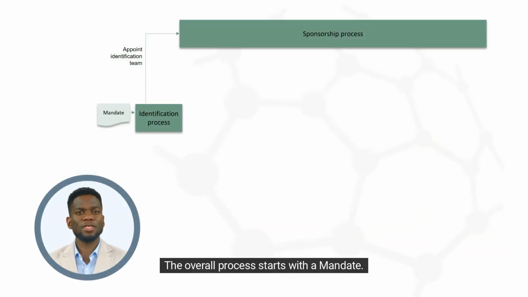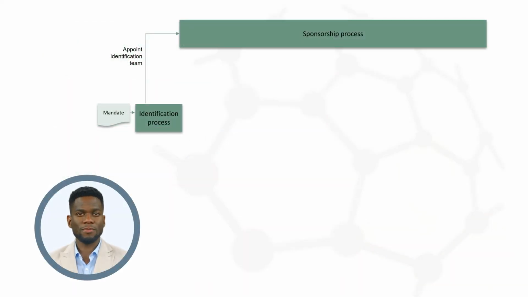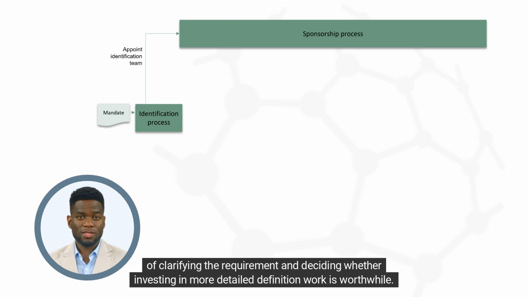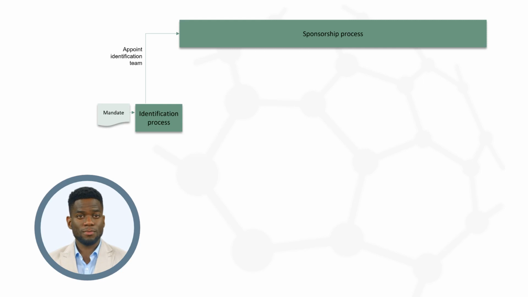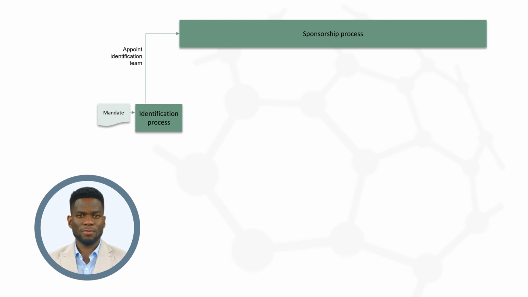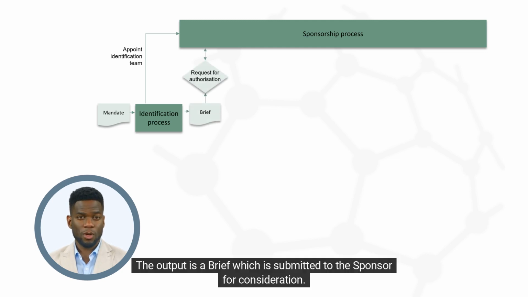The overall process starts with a mandate. This is a simple expression of the original idea and triggers identification, which has the objective of clarifying the requirement and deciding whether investing in more detailed definition work is worthwhile. It's at this point that the decision whether to run the work as a project or a program is made. The output is a brief which is submitted to the sponsor for consideration.